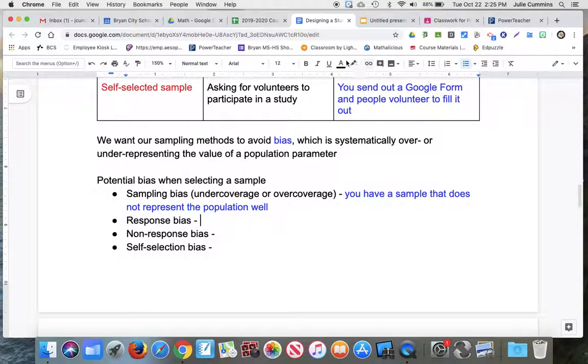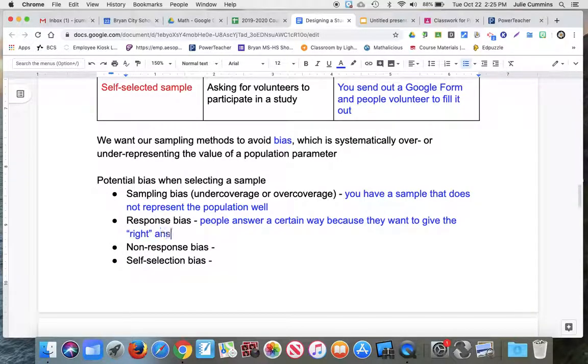Another one is response bias. Response bias is when people answer a certain way because they want to give the right answer, or whatever they perceive as the right answer. An example of this, and none of your projects are about this: if you were asked in your survey, how many times do you exercise per week? Well, how many times do you actually exercise per week? And how many times are you going to say you exercise per week so that the person doing the survey doesn't think you're some sort of sloth?